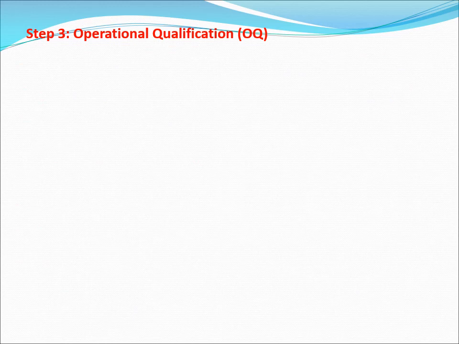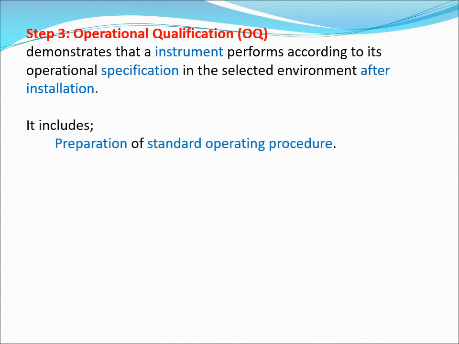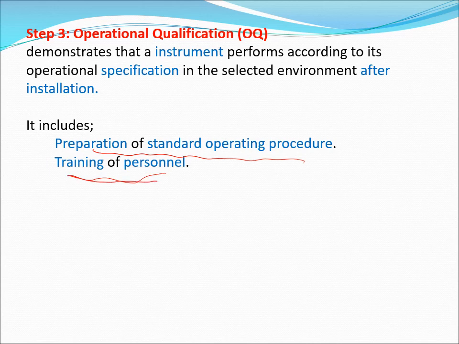After installation, we will come to operational qualification. In operational qualification, you have to make sure that the instrument is really working well after installation. So you have to try it. And also after trying it, you have to prepare an SOP, standard operating procedure, on how to use the equipment. You have to train the personnel, technician or pharmacist working on this equipment. All that comes under operational qualification.